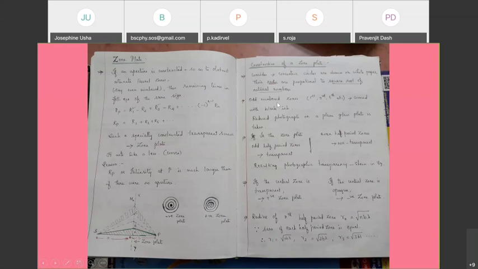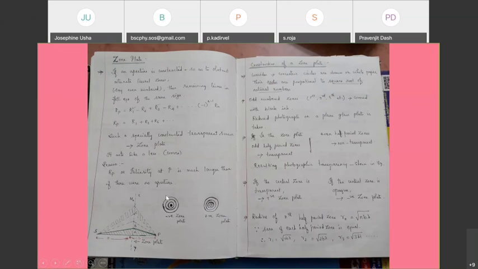And then odd number zones, because we are considering 1, 3 and 5, should be covered with blacking. Then a reduced photograph on a glass plate is taken. Now look at this diagram. In the zone plate, odd half period zones are transparent, and even number half period zones are non-transparent. So the resulting photograph transparency is given here.